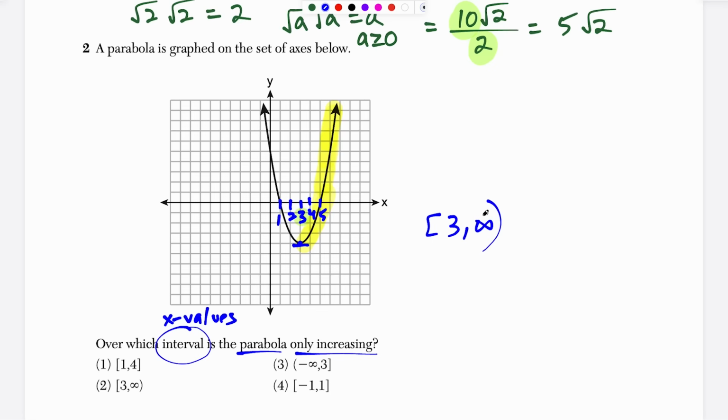And now just know infinity never gets a bracket because infinity is not a number, it's only a direction. If infinity were the biggest number, then infinity plus 1 would be greater. So we can't contain infinity, that's why we use a parenthesis instead of a bracket. So choice 2 is our answer.